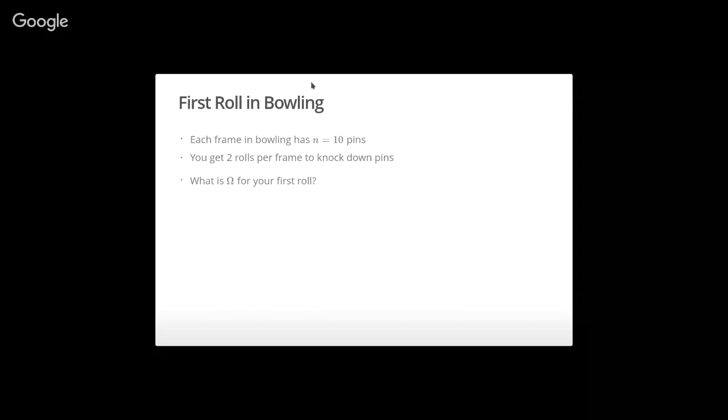So just for practice, on your first roll of a frame of bowling, what is the sample space? What is the sample space in this case? 0 to 10. Correct. Any integer between 0 and 10 is the number of pins that could get knocked down on the first roll of a frame of bowling. With me on that? Everyone familiar with bowling? It's not very complicated. All right.